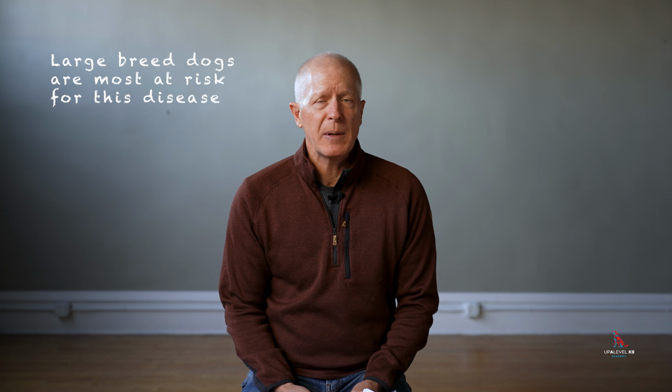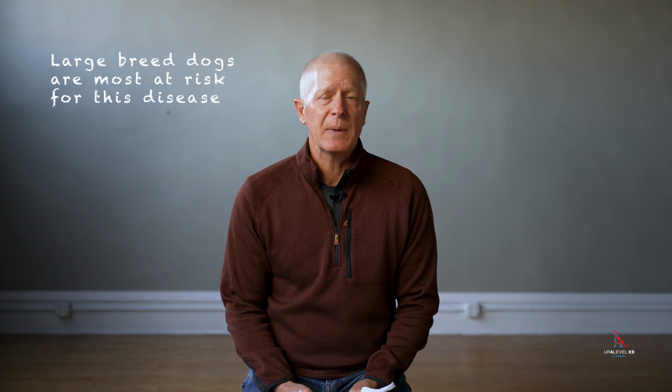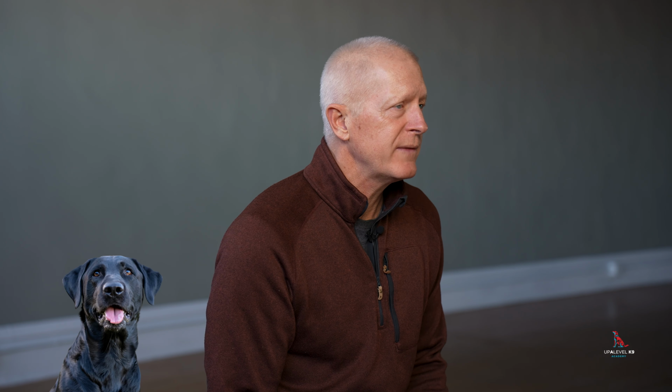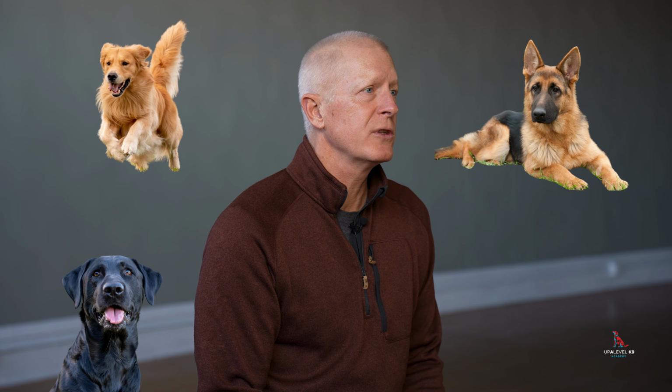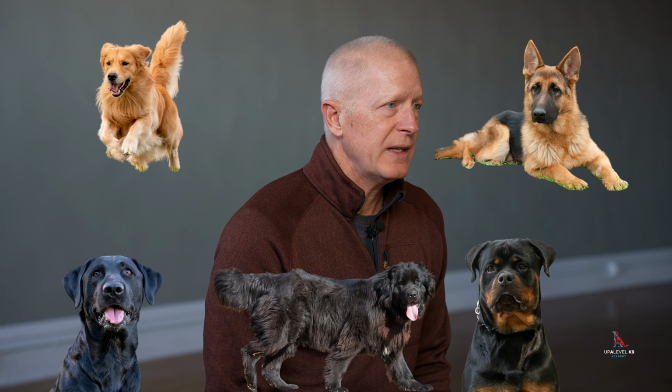Our large and giant breed dogs tend to be a little bit more at risk for this disease, but it can occur in small breed dogs as well. So breeds like our Labrador Retrievers, German Shepherds, Golden Retrievers, Rottweilers, Newfoundland, St. Bernards, these are the dogs that seem to have a higher incidence of hip dysplasia.